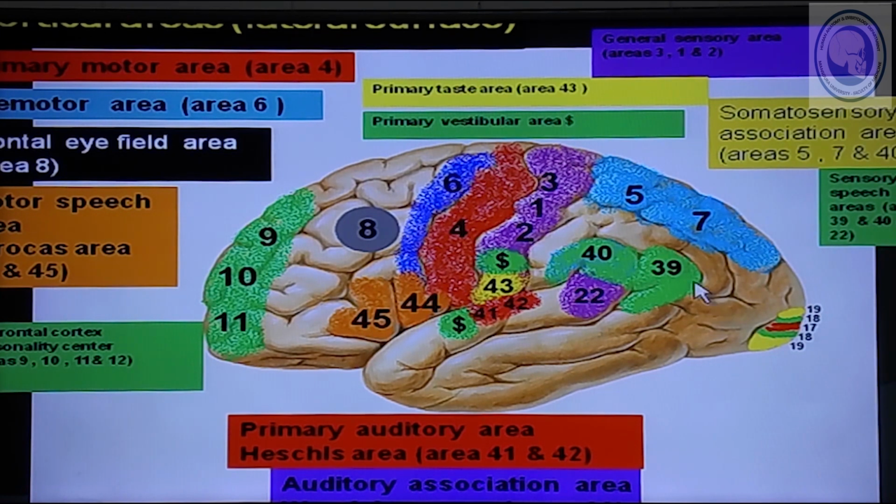Sensory speech areas are those three areas. We have area 39, present in the angular gyrus, to recognize the written language. Area 40 is for stereognosis and also to recognize the body image, to know your right from your left. And also Wernicke's area, to understand the spoken language, area 22. These are the important cortical areas present on the lateral surface.